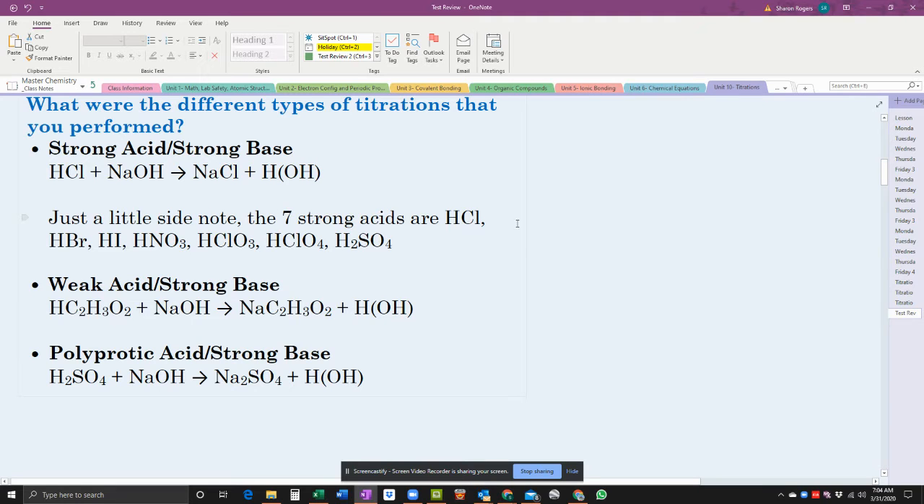7 strong acids we talked about in the last unit: hydrochloric acid, hydrobromic, hydroiodic, nitric, chloric, perchloric, and sulfuric. Those are the 7 strong acids. Now, the one that you specifically did in lab was hydrochloric acid and sodium hydroxide. And then for the weak acid, you used acetic acid and sodium hydroxide, and it produced that salt solution. And then the third titration that you did was with sulfuric acid. So you did 3 different types of titrations. All three give you a different endpoint, and they all three give you a different titration curve.